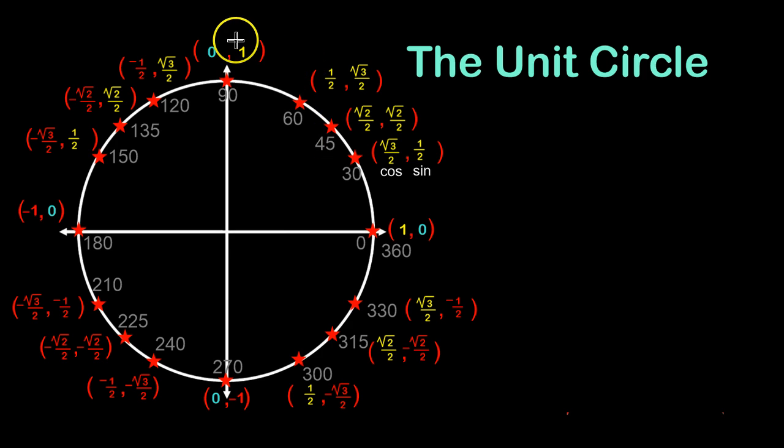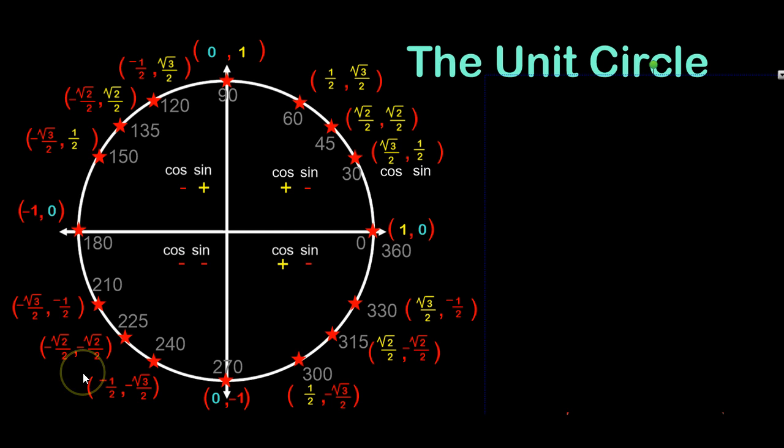So I'll put up here a plus and minus sign to indicate those values. So you can see here that in quadrant 1, the cosine's positive, sine's positive. Quadrant 2, cosine's negative, sine's positive. Quadrant 3, cosine's negative, sine's negative. And in quadrant 4, the cosine's positive and the sine's negative.